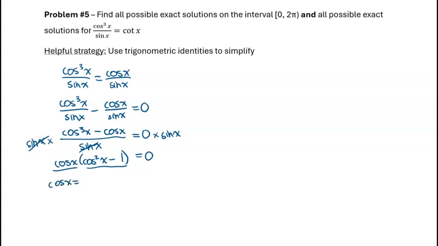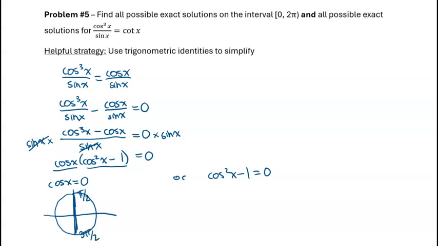So cos of x equals 0, or cos squared x minus 1 equals 0. And so let's go ahead and solve those two situations. If we look at the unit circle, when is the cos of x 0? That's the x-coordinate. The x-coordinate is 0 at an angle of pi over 2, and at an angle of 3 pi over 2. And so that means that x is equal to pi over 2 and 3 pi over 2. Those are two solutions from that first factor.